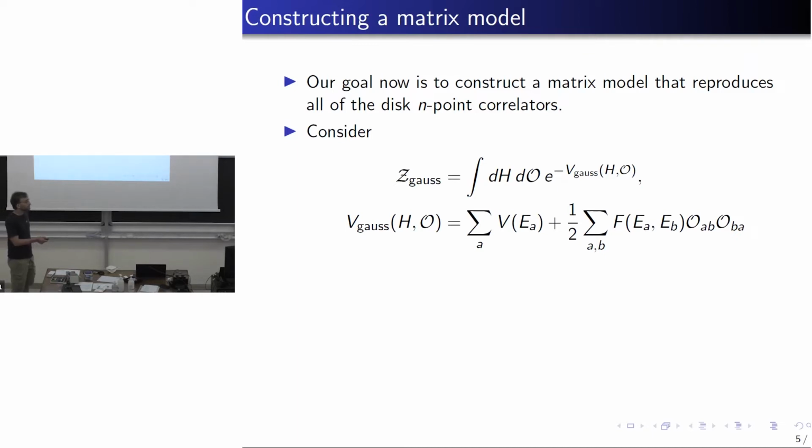Here we're considering, again, a single trace potential, and I'm writing it in the energy eigenbasis of the Hamiltonian. So this is just the trace of V, and I'm basically making an ansatz that allows for the most general terms that are quadratic in O. Here O_AB refers to the matrix elements of O in the energy eigenstates, and F is a function that we'll fix later on. Okay, so we'll start with this model.